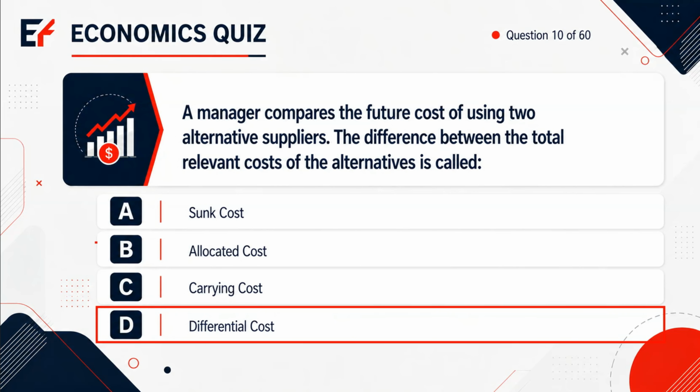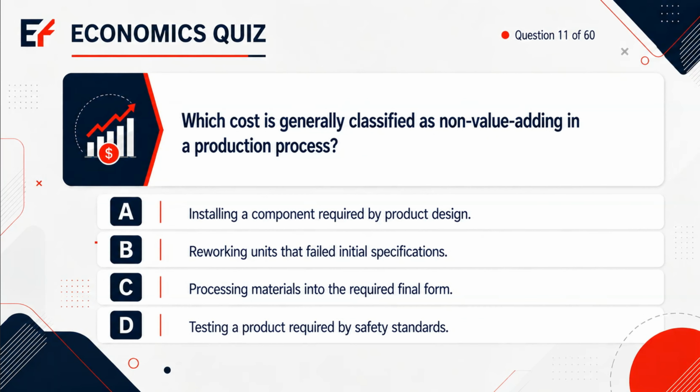Option C is incorrect because carrying cost relates to holding inventory over time. Question 11. Which cost is generally classified as non-value adding in a production process? A. Installing a component required by product design. B. Reworking units that failed initial specifications. C. Processing materials into the required final form. D. Testing a product required by safety standards.